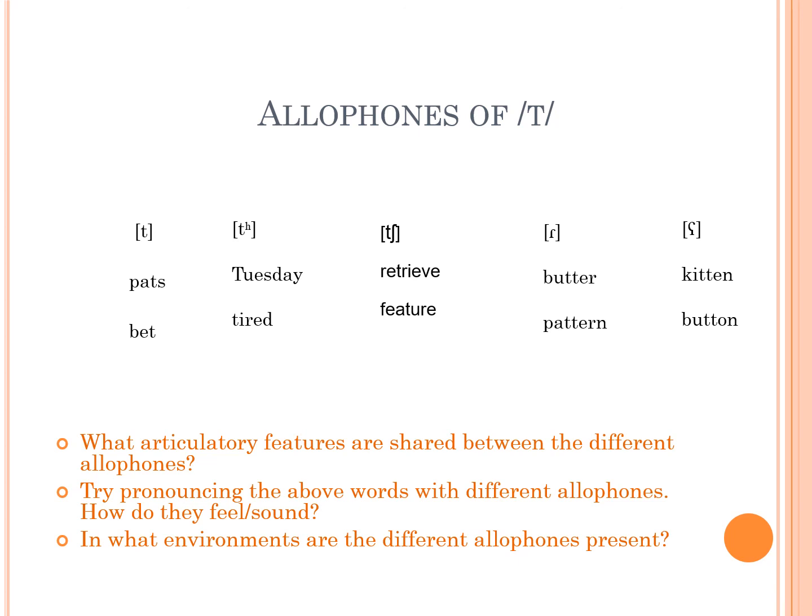And then in what environments are different allophones present? So I've already mentioned Tuesday and tired, with the t at the beginning of the word, but you can see where we use the ch, where we use the flap, and where we use the glottal stop.